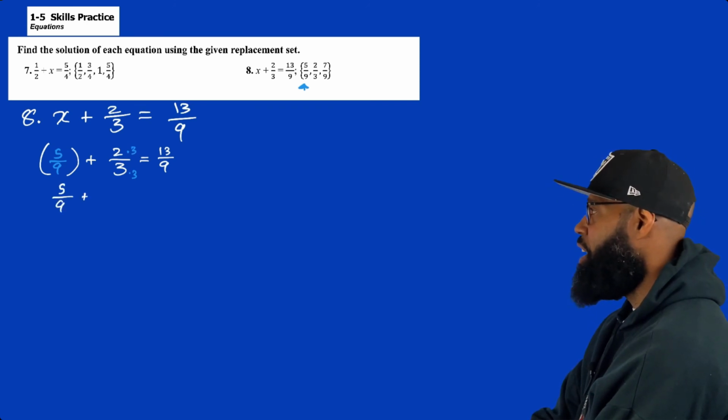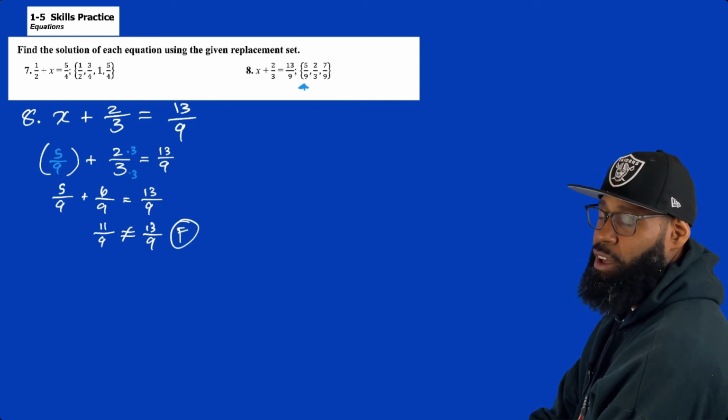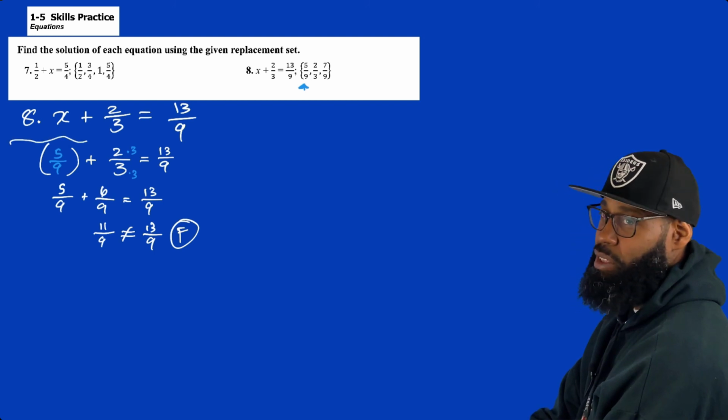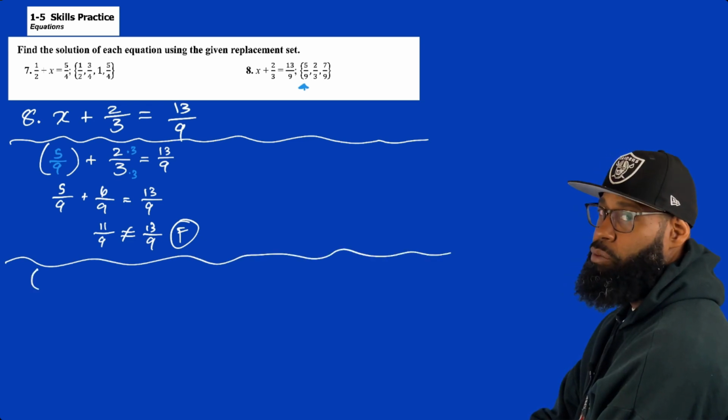I need to add 5/9 to 2/3, so let's keep 5/9 and change 2/3 to 6/9, giving me the ability to check if 5/9 plus 2/3 is equal to 13/9, and it is not. And I love how I finally put a slash through the equal sign to tell you that 11 ninths does not equal 13 ninths. That's why it's false. But let's get to the next one now, because we have 3 values that we are going to plug in and check.